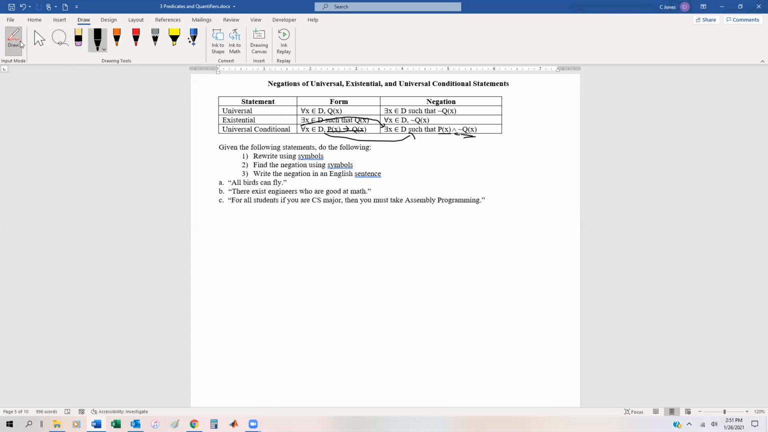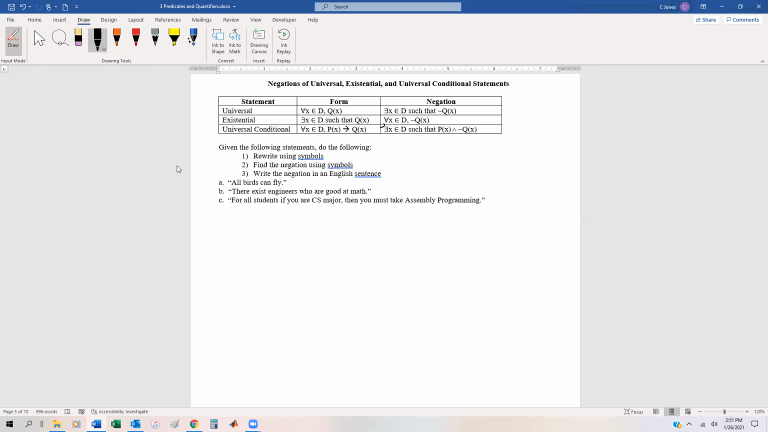So let's take a look at a number of examples in which we take either a universal statement, an existential statement, or a conditional statement. We're going to rewrite it in symbols, just like we did before. We're going to rewrite the negation in symbols, and then we're going to write the negation in an English sentence. So let's start off with an easy one.